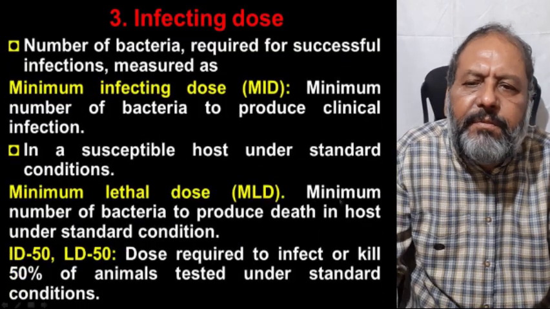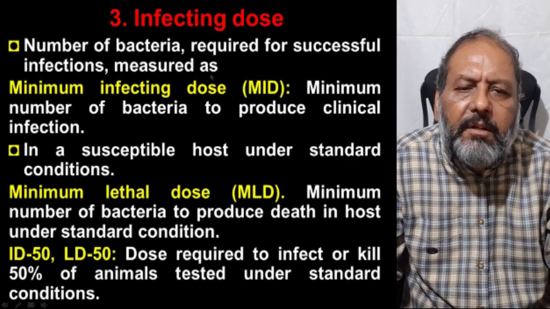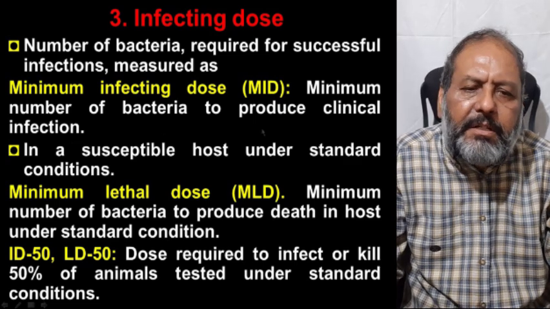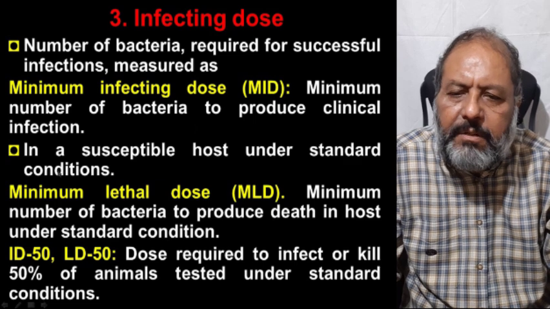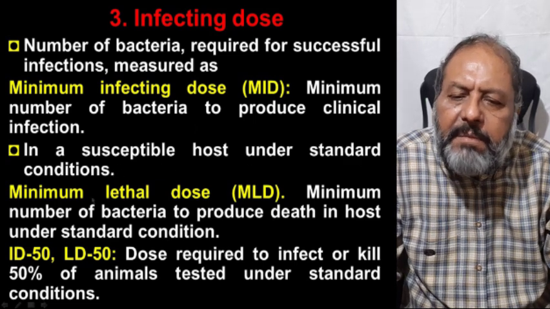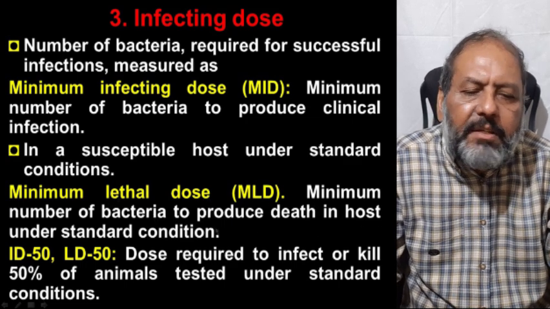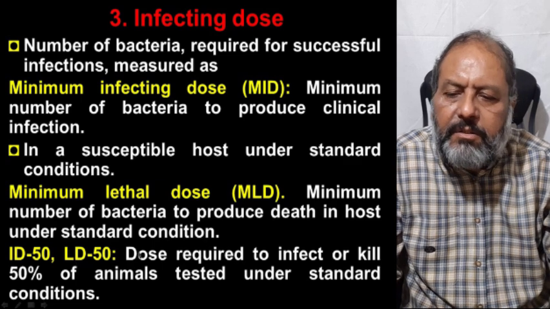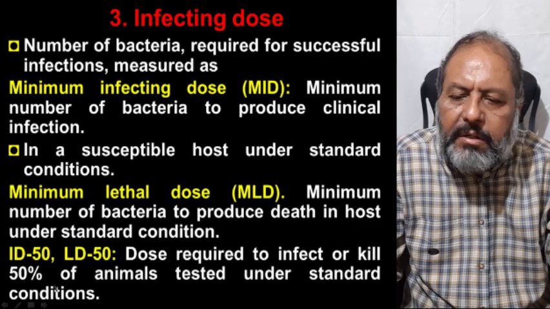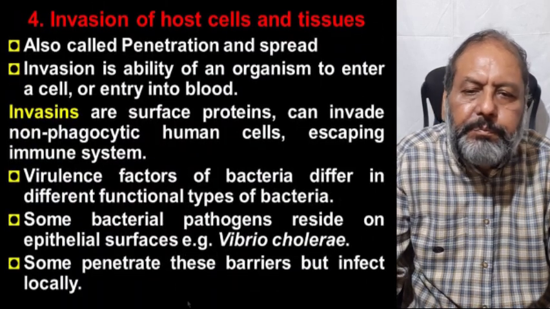The third is infecting dose. Number of the bacteria required for successful infection is measured as minimum infecting dose, MID, the minimum number of bacteria to produce clinical infection in a susceptible host under standard conditions. Then minimum lethal dose, MLD, the minimum number of bacteria to produce death in a host under standard conditions. ID50 and LD50: the dose required to infect or kill 50% of the animals tested under standard conditions.